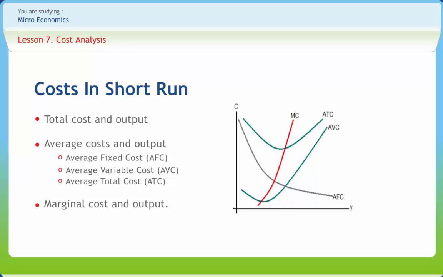ATC first declines, reaches a minimum, and rises thereafter. When ATC attains its minimum, MC equals ATC. MC first declines, reaches a minimum, and rises thereafter.